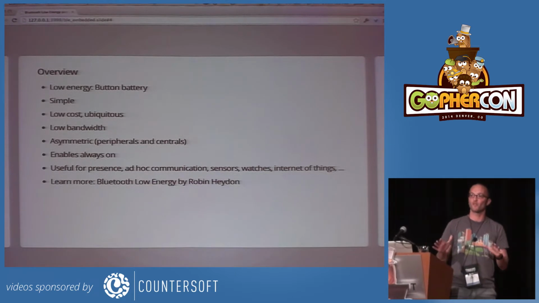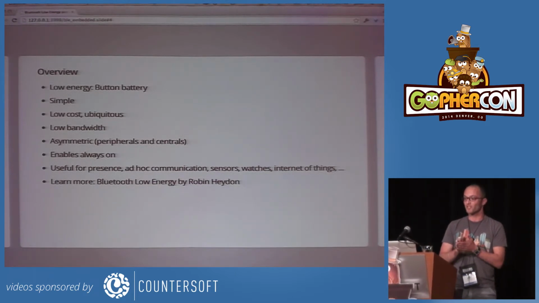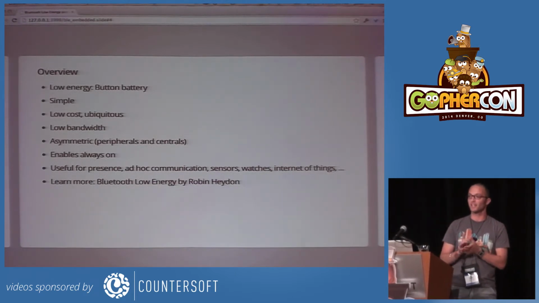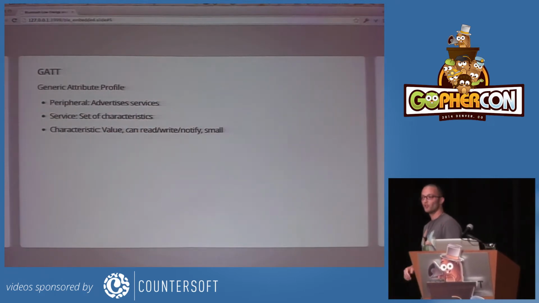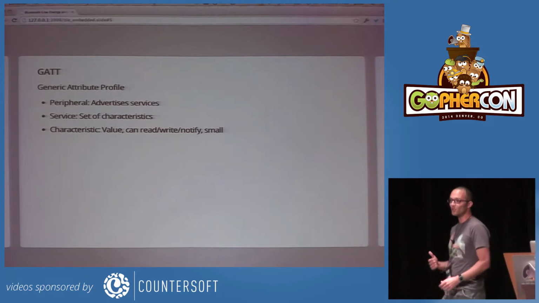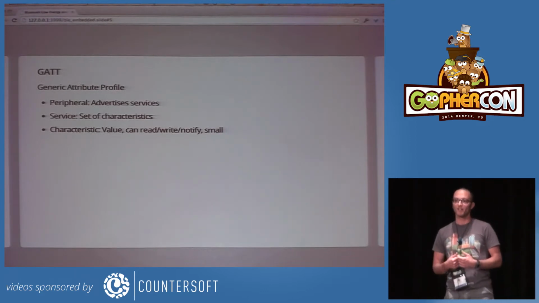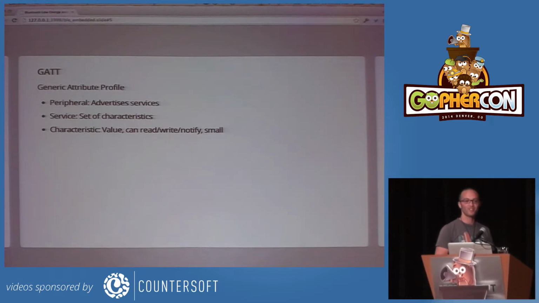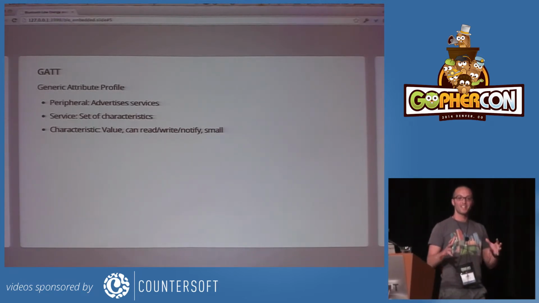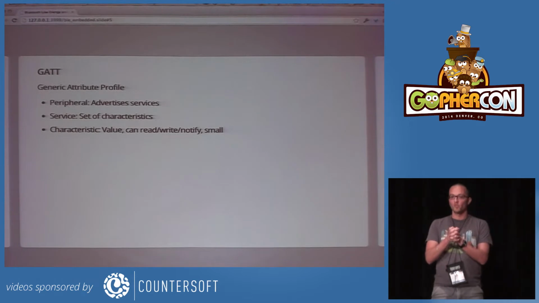And I'm going to stop with the overview here. There's a lot more to say. If you're really curious about it, there's a very well-written book by Robin Hayden. Pick it up. So as a developer, if you're going to actually use BLE, you're going to write something on it. The level at which you interact with it is called GATT, the generic attribute profile. Forget about that. The idea here is, here's what's going on.